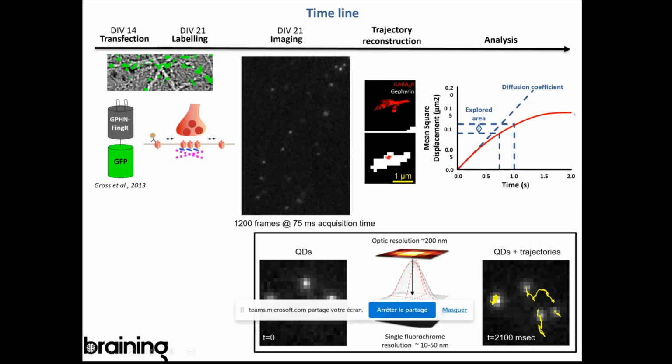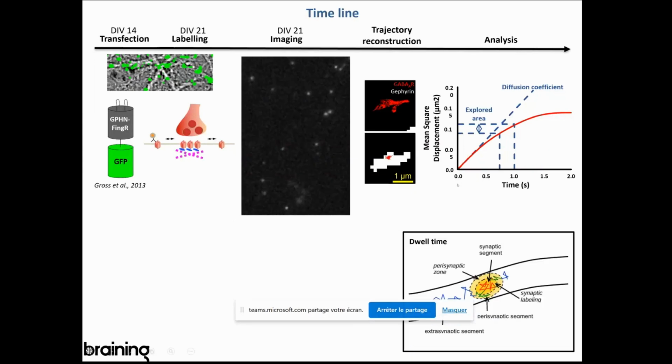While for a synaptic receptor, the molecule is restricted in its motion. So after a while, it doesn't explore a larger surface area of the synapse or the membrane. So that's what you see here. In some cases, we also measure the time the molecule stays in the synapse. So here, this movie works.